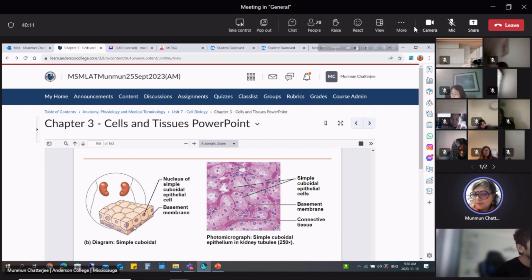You can see single layer, not multi-layer. It is found, for example, in the kidney. So even if you go to the morgue, you cannot see the stained things because anyway they have to cut the tissue. You cannot see which is single or stratified or anything. For that you have to go to the tissue histopathology lab, and then you have to look under the slides.